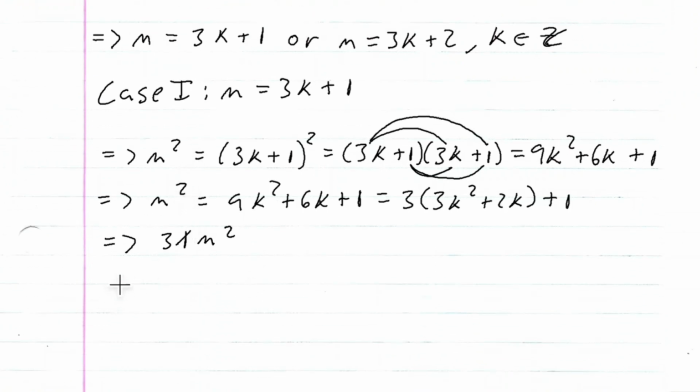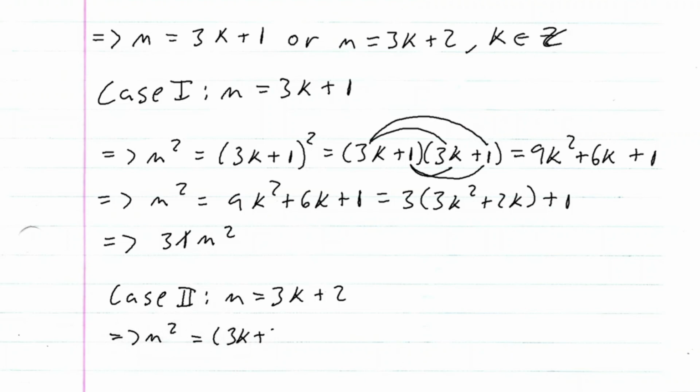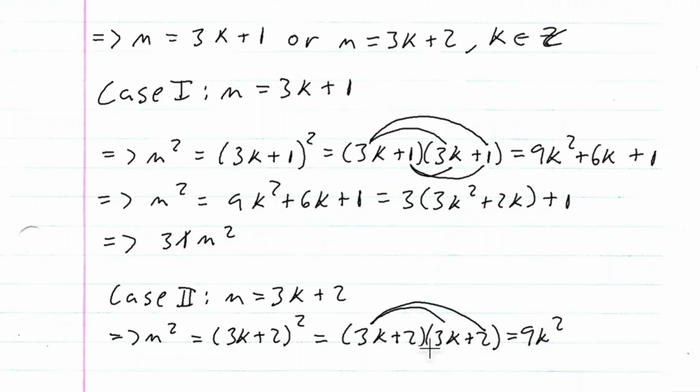Let's try the case where m is equal to 3k plus 2. So this implies that m squared is equal to (3k plus 2) squared, which is (3k plus 2) times (3k plus 2). 3k times 3k is 9k squared. 3k times 2 is 6k. 2 times 3k is 6k, so it'll be plus 12k. And then 2 times 2 is 4.